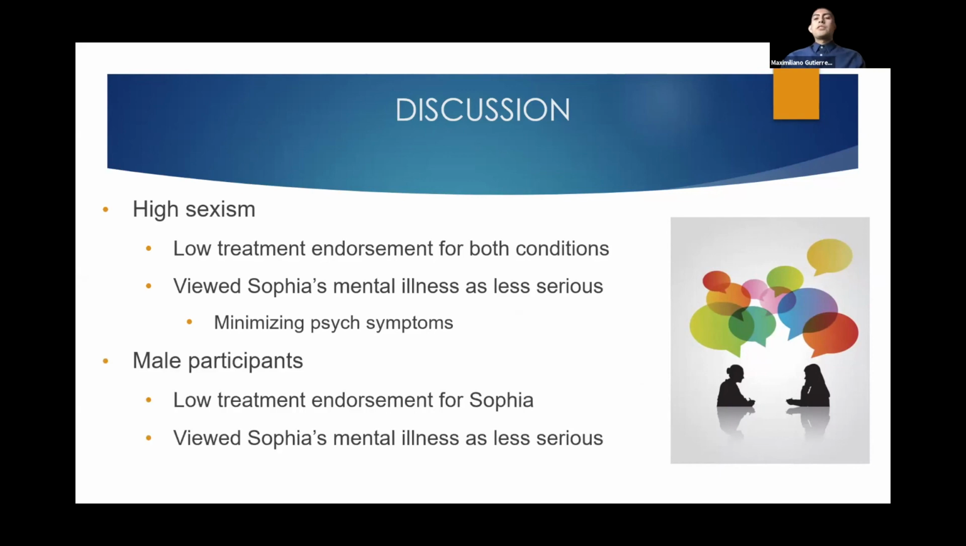Additionally, male participants also viewed Sophia's mental illness as less serious and also were least likely to endorse treatment for Sophia. As Alan previously mentioned, although not significant for Michael, it was in the expected direction, meaning that overall participants may have viewed the vignettes as typical female-male behavior. For example, Michael was becoming impatient, distracted, and becoming very angry when challenged, whereas Sophia thought people were making disapproving comments and talking behind her back.